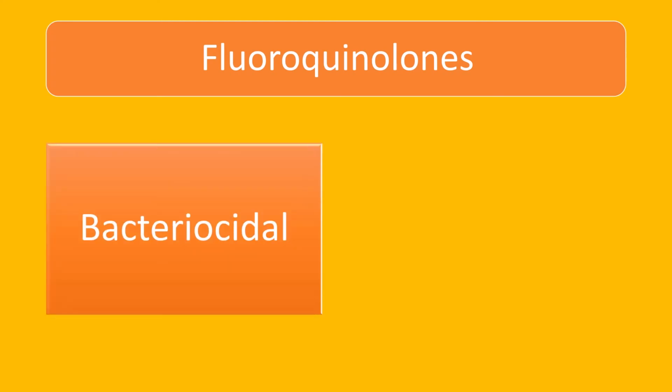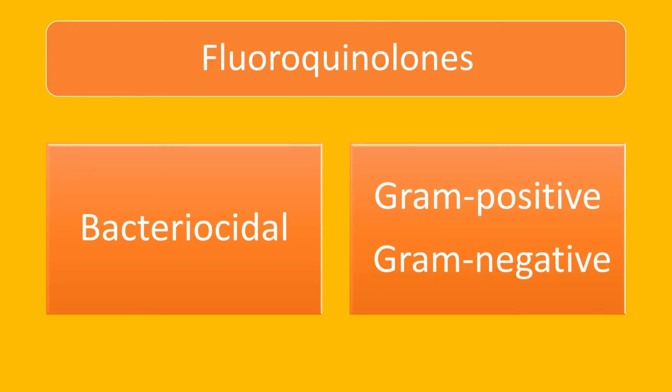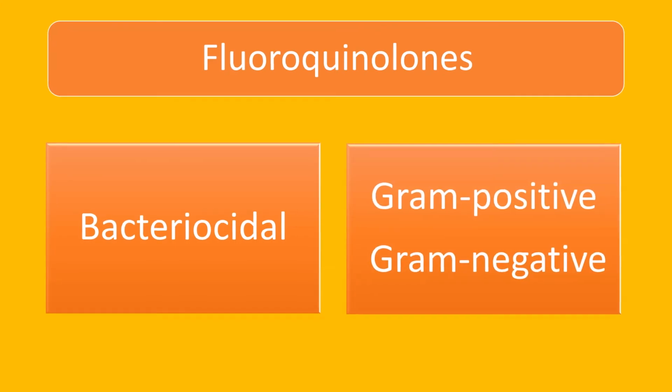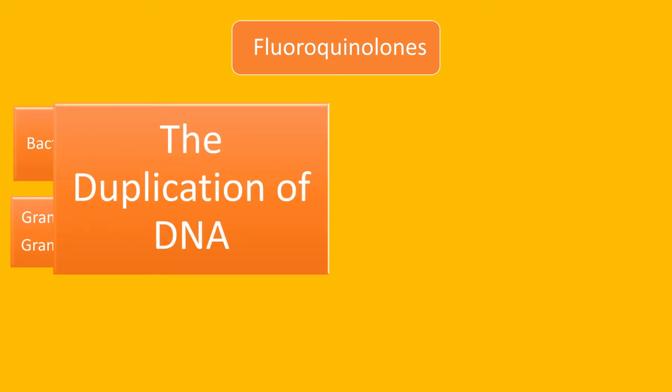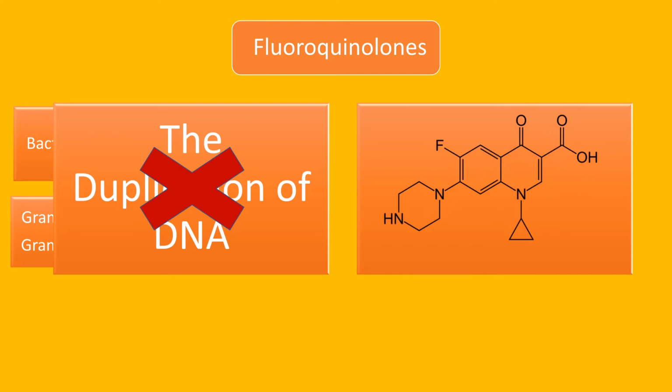Antibiotics from this category kill the bacteria and are effective against both gram-positive as well as gram-negative bacteria. They do this by interrupting the unwinding and replication of bacterial DNA. This is what fluoroquinolones look like. But how do they stop the replication of DNA?